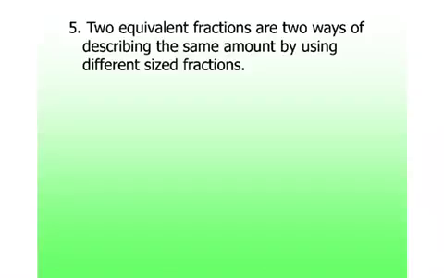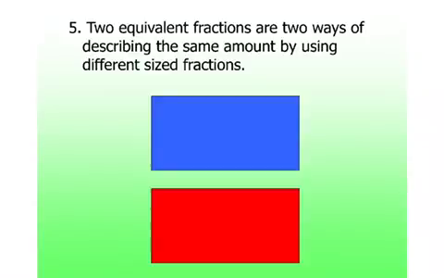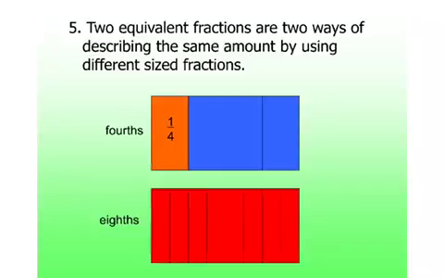Two equivalent fractions are two ways of describing the same amount by using different sized fractions. Let's look at an example. So they're going to have fourths here. They broke it into 4. 1, 2, 3, 4. The next one is eighths. So those are going to be smaller, right? 1, 2, 3, 4, 5, 6, 7, 8. See, the eighths are smaller than the fourths, aren't they, kiddos?